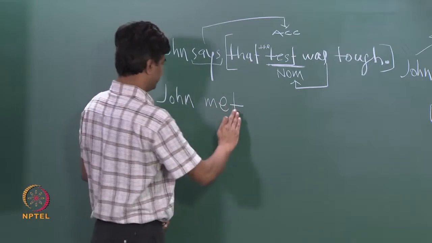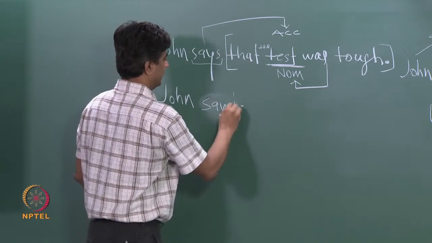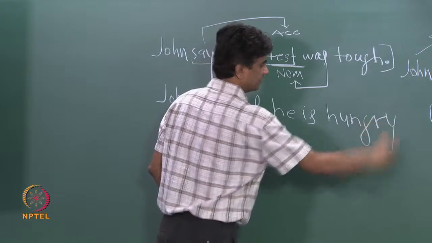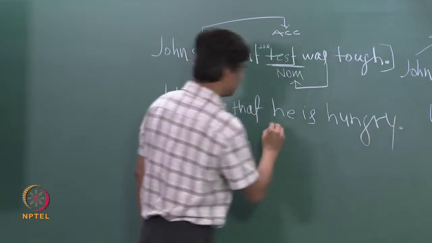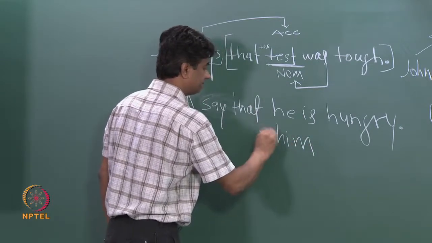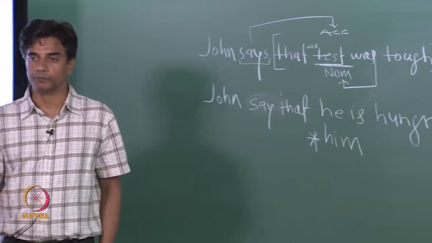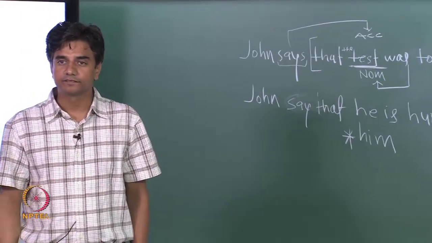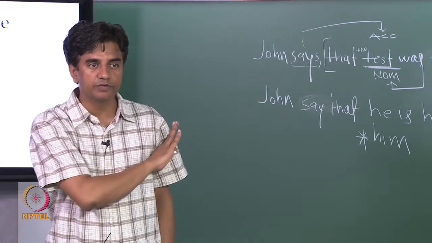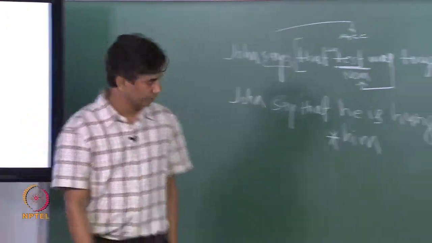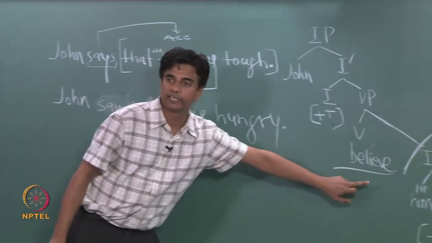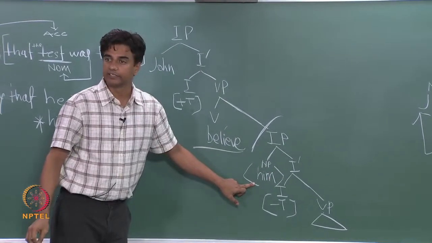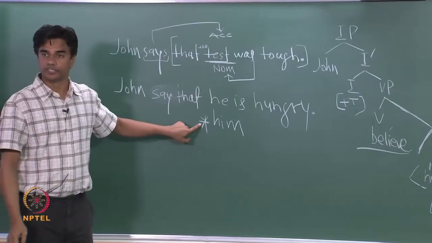That he is hungry. John says that he is hungry. Yes, this is a much simpler example. Can we say John says that him is hungry? No. Why can we not say John says that him is hungry? Is everybody with me here? Do we understand what we are doing? Okay. Because that answers the question which we are raising here. Why is an accusative case marked NP allowed here, and why is an accusative case marked NP not allowed here?